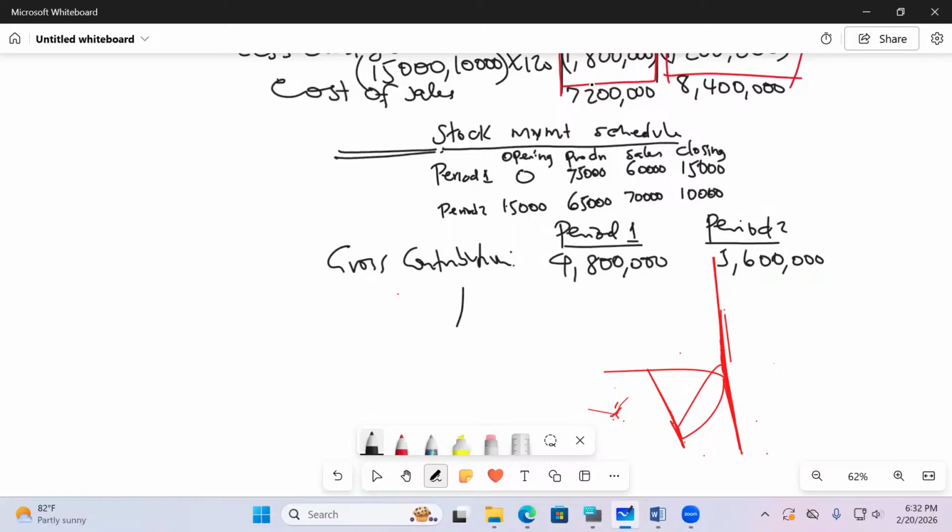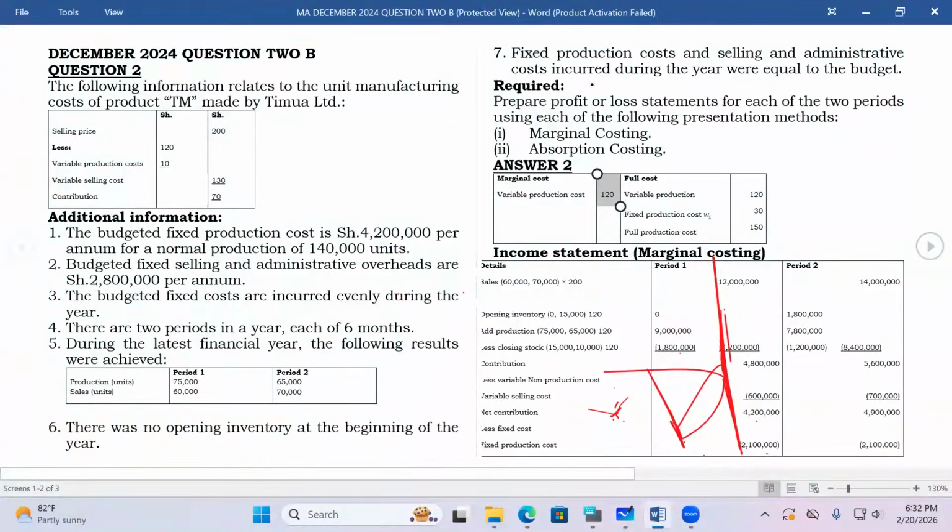So what will I deduct from this to get net contribution? Variable selling costs. The variable selling cost I can easily get because the examiner has given them to me. If I come to the question here, ladies and gentlemen, I know this 120 is variable production cost, and then the variable selling is how much here?